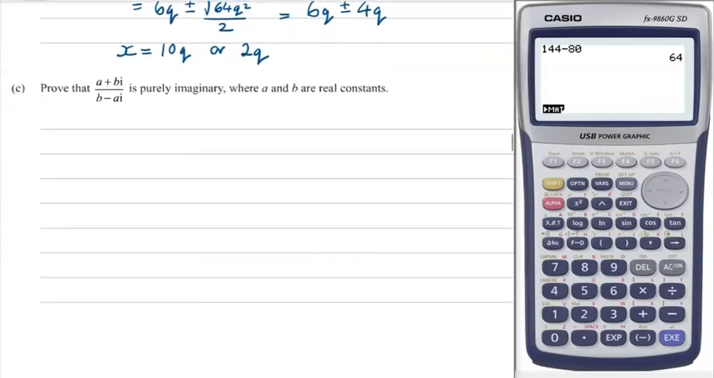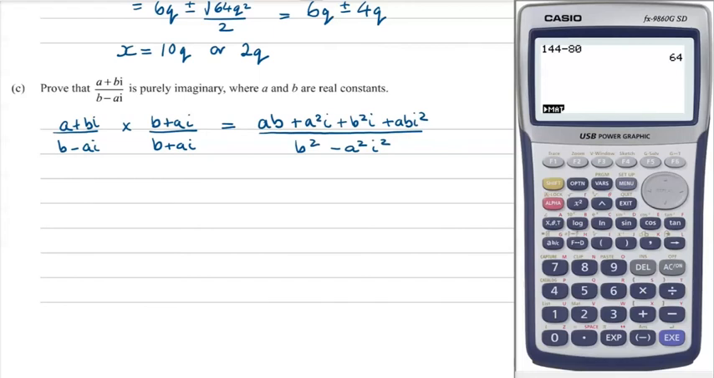Okay, part C, prove that this is purely imaginary. So we're going to try to simplify what we've got here. We'll start by timesing it through by the conjugate of the denominator, b plus ai, so we can rationalize that denominator. So I'll just pause and do the next bit. That's just multiplying through each term on the top and the bottom.